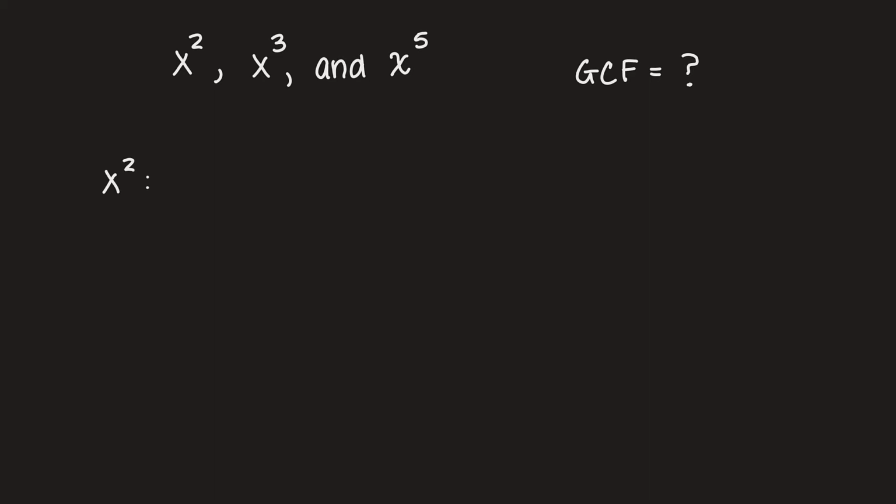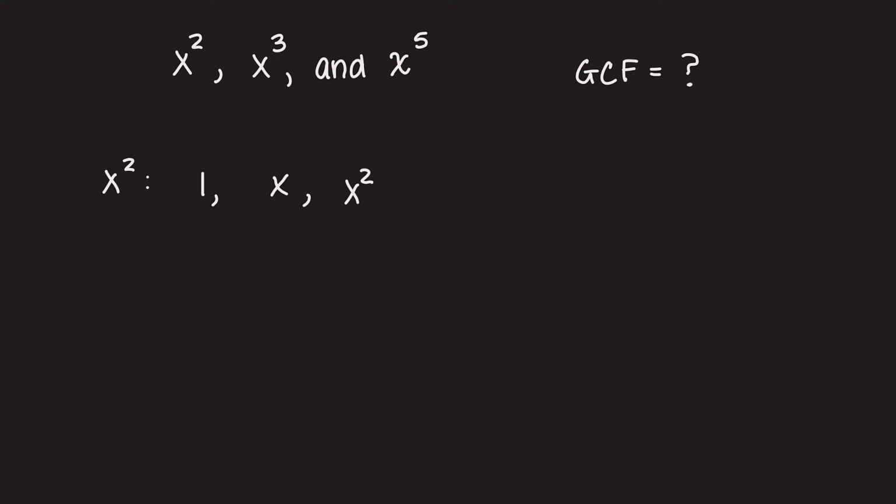So starting with x squared, 1 is a factor of x squared, and this would pair up with x squared, since 1 times x squared is equal to x squared. Then x to the first is another factor, and this would pair up with x to the first also, since x to the first times x to the first is equal to x squared. But we don't have to list this twice, so we just write x.